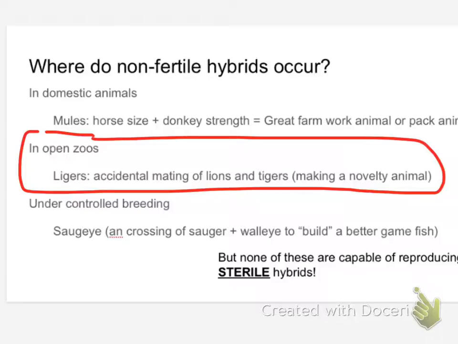There have also been people who have intentionally bred lions and tigers to get a liger. Woohoo, it's a novelty animal. It's a terrible idea because it dilutes gene pools.